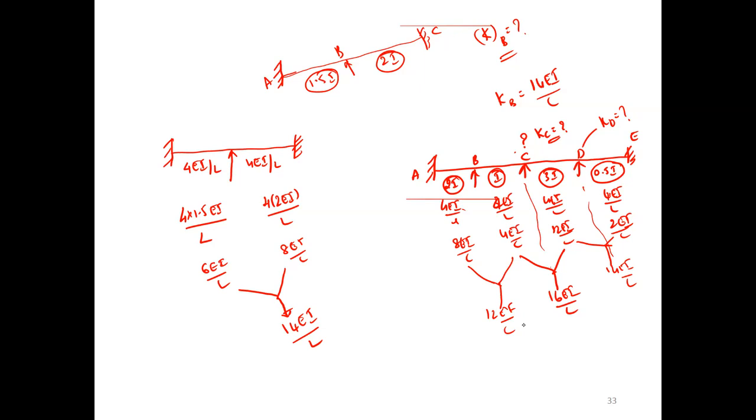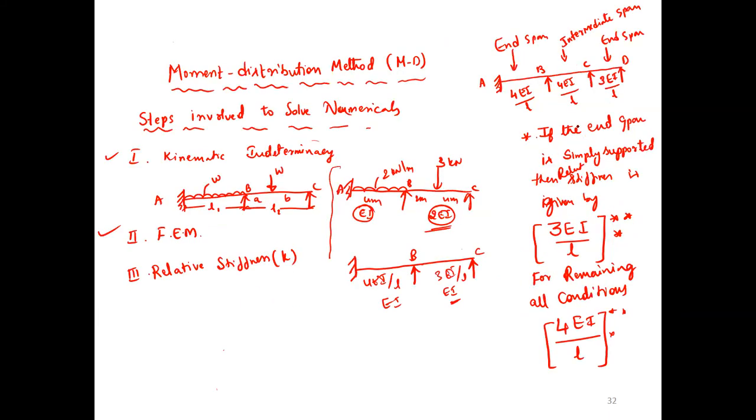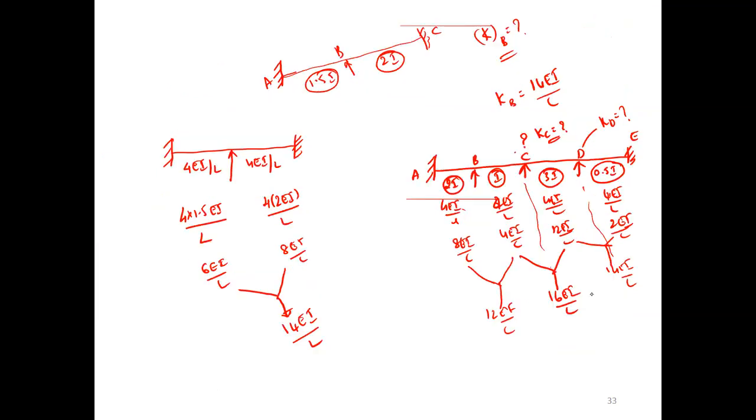Any doubts? No, sir. So for an intermediate span, we take it as 4 times EI by L. Please observe: if it is only an end span that is simply supported, remaining all are 4EI by L. Clear? Okay. I will give one more example because it's a very, very important topic.